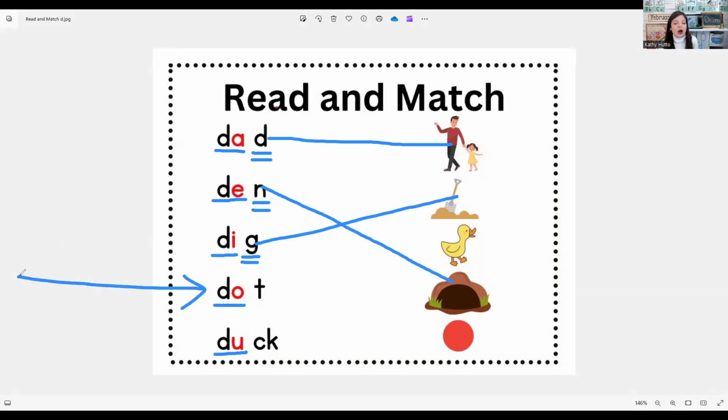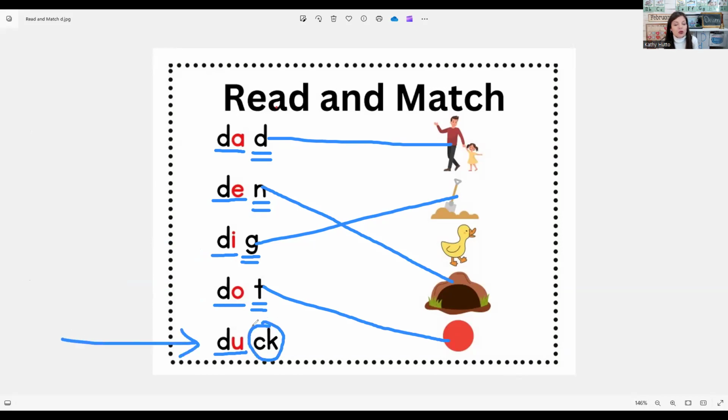Next is D-O, D, ah, da, t, dot, dot. Good job. Draw a line to the red dot. All right, last one. D-U, duck, duck. Draw a line to the duck.